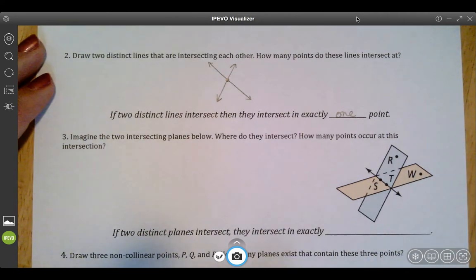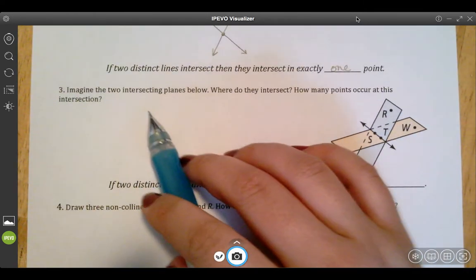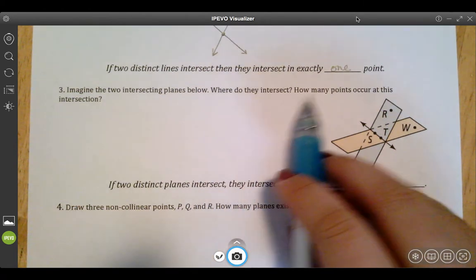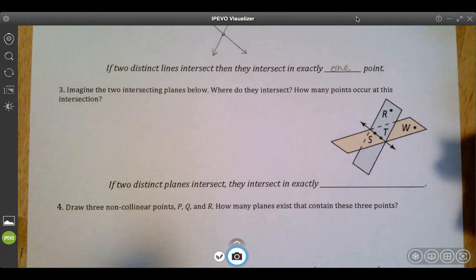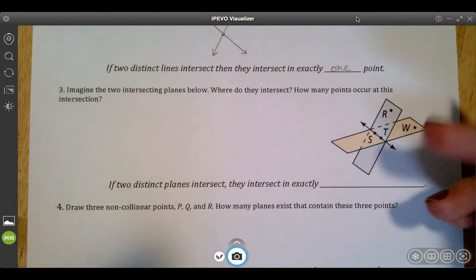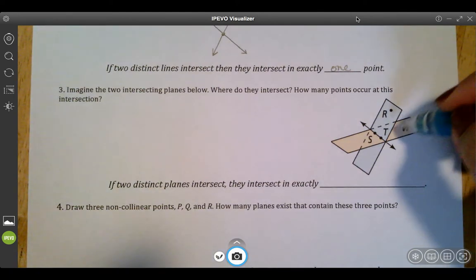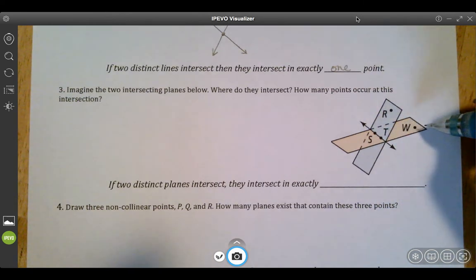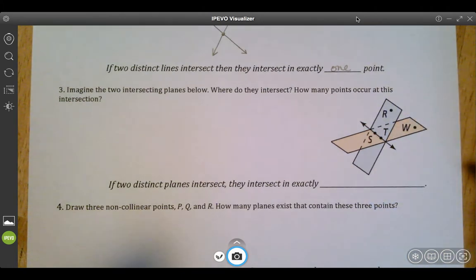On this next example, we want to look at intersecting planes. So imagine we have two intersecting planes. Where do they intersect and how many points occur at this intersection? So the way I like to think about a plane is I imagine it as like a piece of paper. So if I have two pieces of paper, and I want them to go through each other, where will they touch? What type of shape is created? Well, we can see here, imagine these are two pieces of paper. Where they touch is all along a line. Kind of like when you open a book, the whole spine of the book is a line.